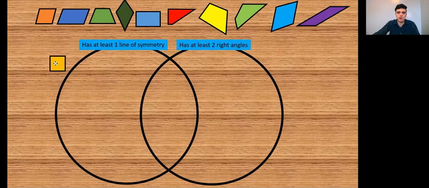So let's take a look at our square. Has at least one line of symmetry. We know squares have 4 lines of symmetry, so it's going to go somewhere in this circle. Does it have at least 2 right angles? Oh, of course, it's got 4 right angles, so it's going to have to go right in between these two. That makes sense? That's how we're going to continue to sort these. I'm going to give you guys a second to try this on your own. You can pause the video, and then I'm going to start sorting them pretty quickly.